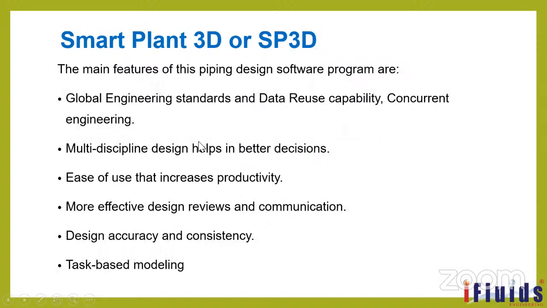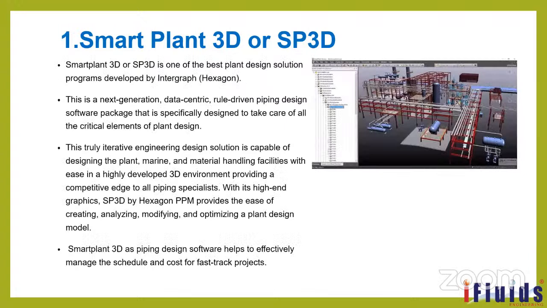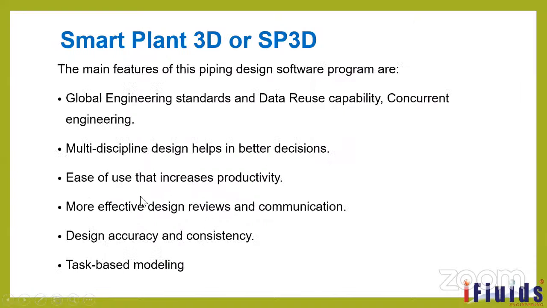So what are the main features of this piping design software? It has data reuse capability. Multidiscipline design helps in better decisions. Multidiscipline means instrument, electrical and mechanical, we can see all from this. We can design this 3D plant, like where the piping is going, where the cable tray is, we can see whether any fouling is there or not. All we can design in this software, like other software. Ease of use that increases productivity. Everybody can use this one, it is user friendly. Design accuracy and consistency is there. Task based modeling also is there.